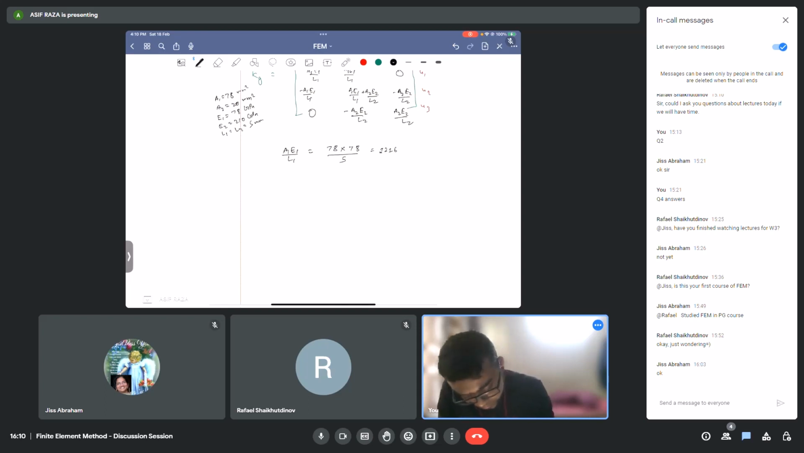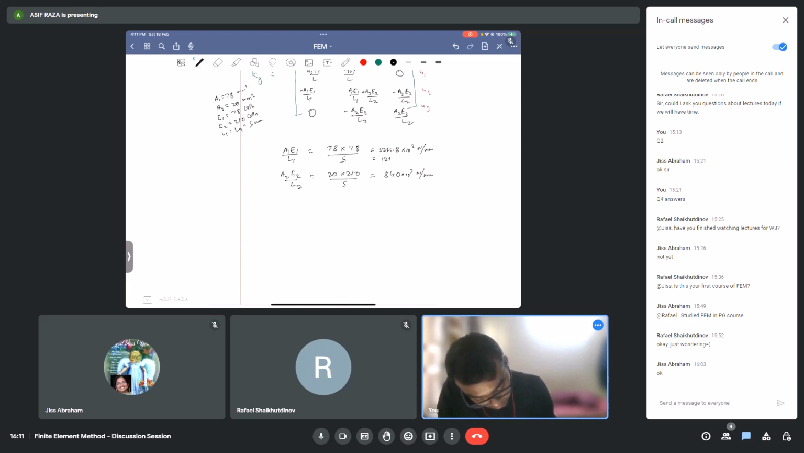So this is 10 power 6 MPa, Newton per mm square, and so 1216.8 into 10 power 3 Newton per mm. Similarly for E2, L2 will be equal to 210 upon 5. This is equal to 840 into 10 power 3 Newton per mm.